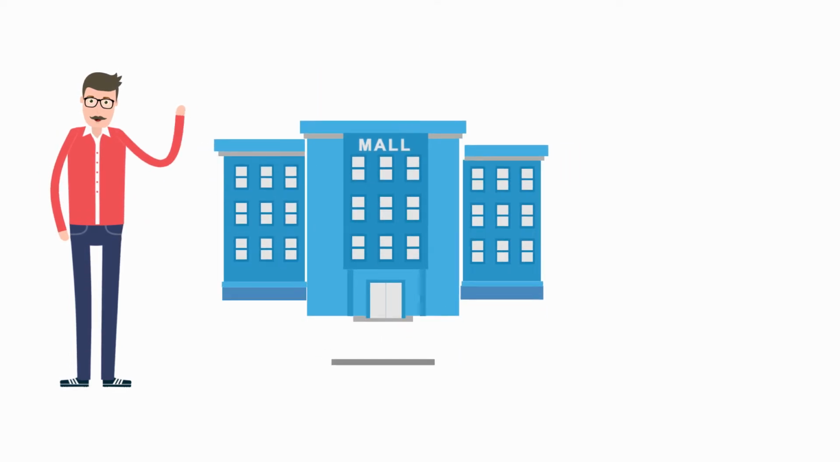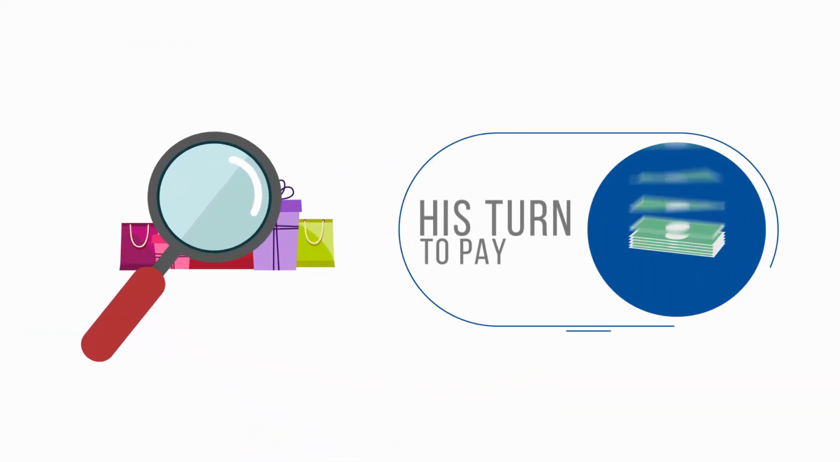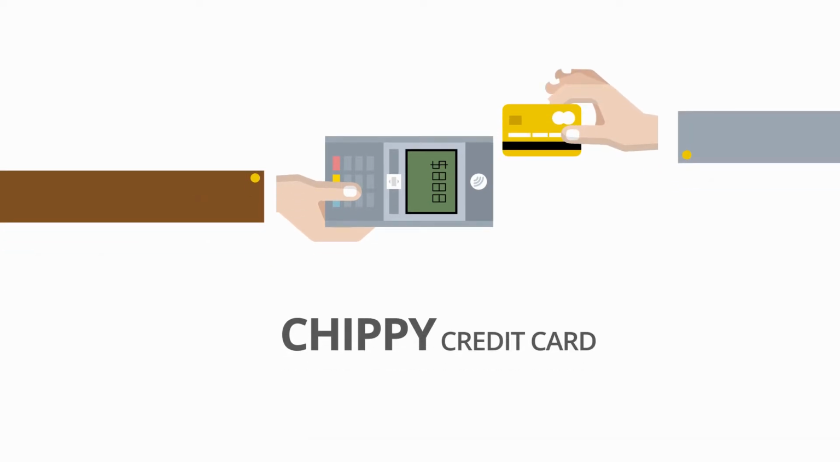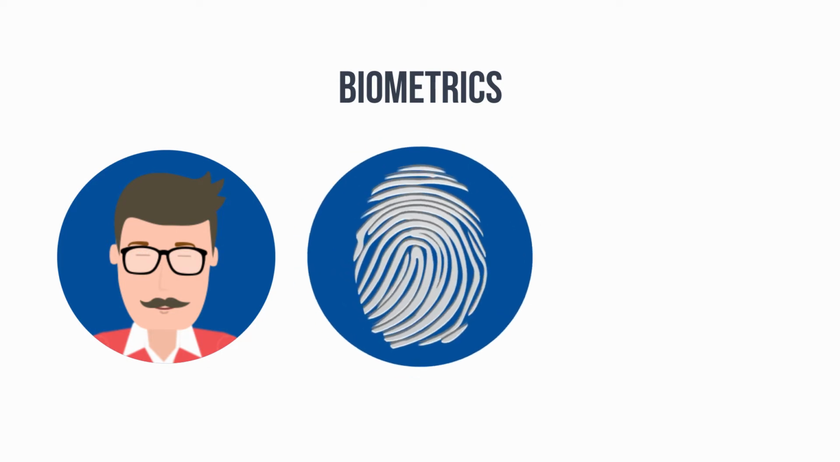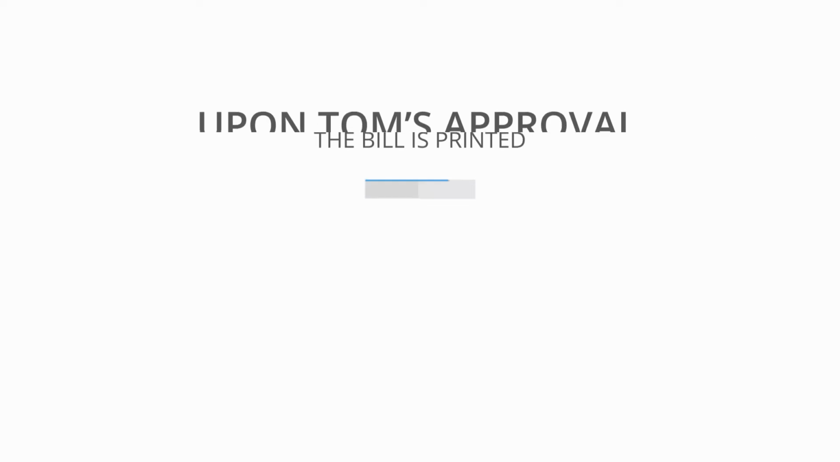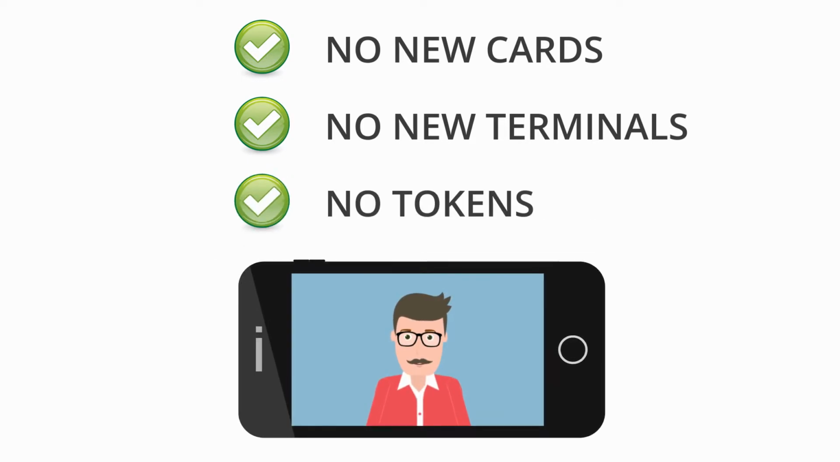Normal process. Here is Tom. He's in a shopping mall where he picked up items for Christmas and rushes to the checkout counter to pay. His items are scanned at the counter, and then it's his turn to pay. He inserts his chipped credit card. Then his smartphone wakes up and he's identified using biometrics, using his face or fingerprint, or his eyes, and then he approves the transaction. Upon Tom's approval, the bill is printed. No new cards, no new terminals, no tokens, just showing his face in the phone.